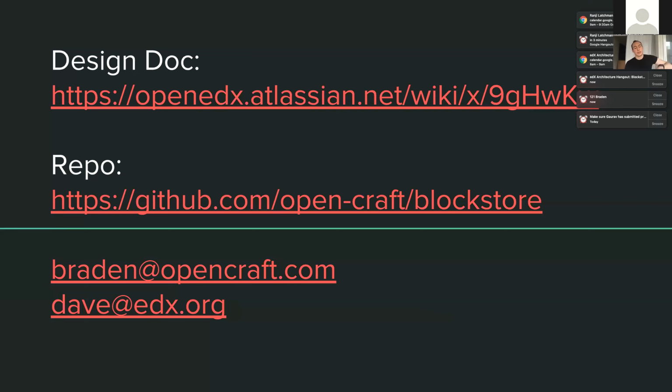I'll just mention that as part of the work on Blockstore so far, we also have a prototype of a tagging service. So you can define taxonomies of tags and then apply them to content, and then you can search for content based on those tags. We're still implementing the search part, but we've got some early prototypes of tagging built up, and I'm really excited about that.